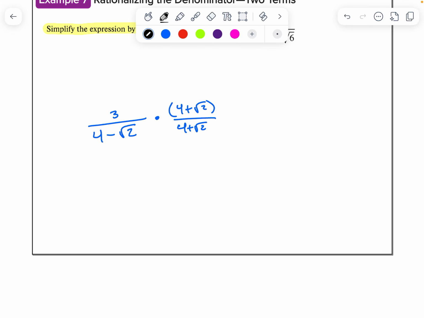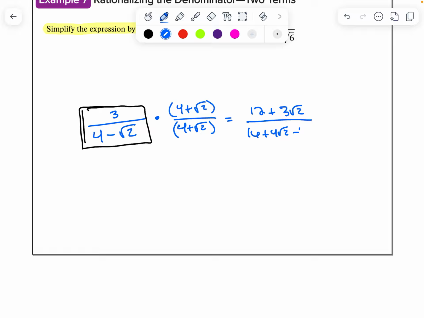And remember, in the end, here we have a square root in the bottom. All we're hoping is that we get something without a square root in the bottom. On the top, when you distribute, you get 12 plus 3 square root 2. On the bottom, when you distribute, you get 16 plus 4 square root 2 minus 4 square root 2 minus square root 4. Notice what I promised would happen did happen. The two middle items are the same but opposite.